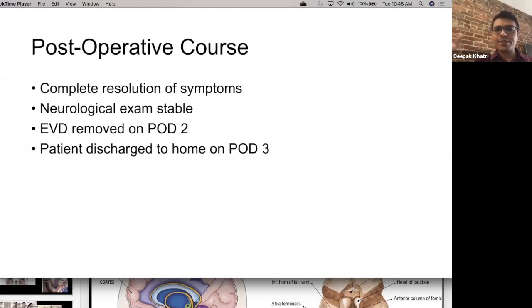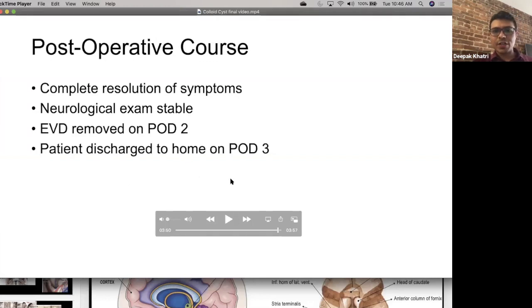And if there is any bleeding, you will be able to see the bleed in the brain, and it's going to drain accordingly, and it can help save somebody's life. So EVD is a really important thing to do when you are operating in the ventricle. And we were able to discharge this patient on postoperative day 3. He's doing well. I think that concludes our video.